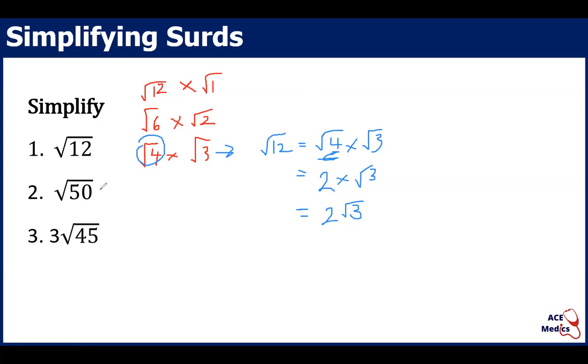Brilliant. Cool. Okay, do you guys want to have a go at the second one then? And we'll go through the third one together. So what is 50 made of? Make sure you pick 2 numbers where one of them is definitely a square number.